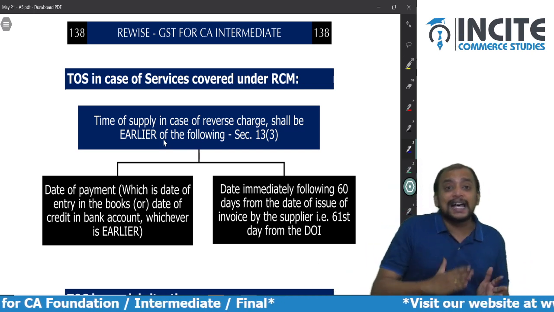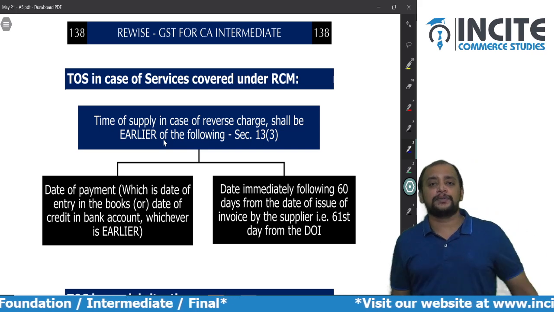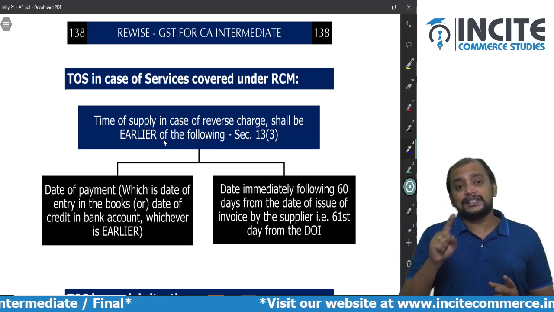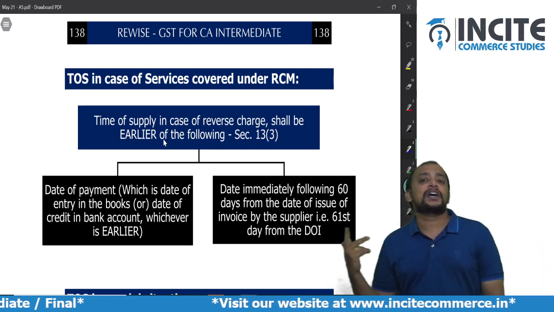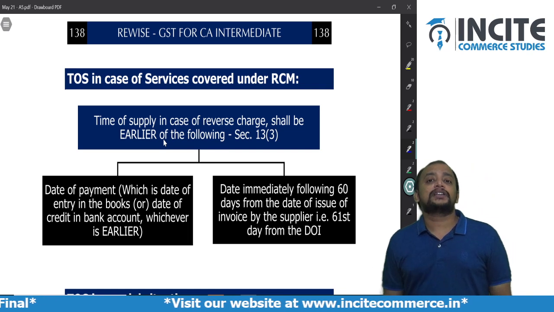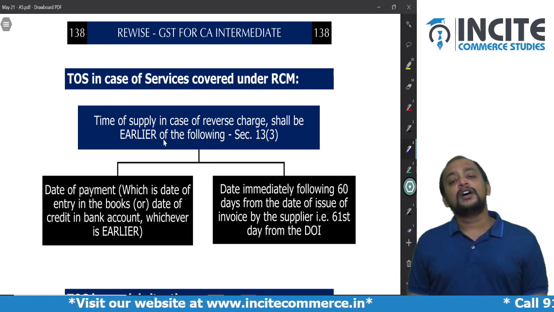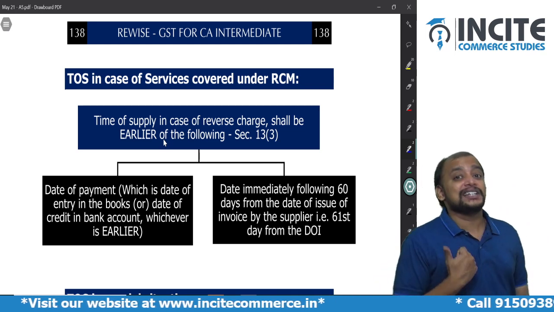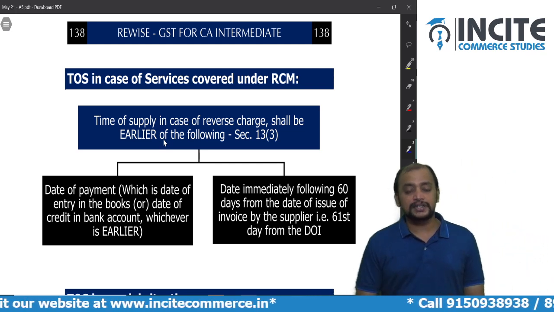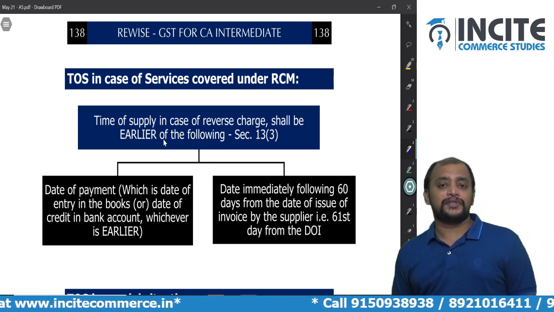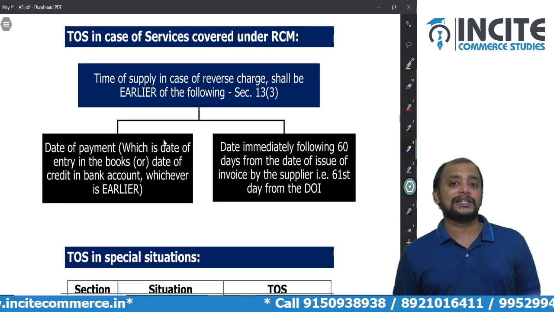Okay. If it is RCM, services covered under RCM, generally in case of RCM goods, we have 3 points. The date on which goods are received, but here we don't have service received. Second point, the date on which payment is made to the supplier. There it is 31st day, here it is 61st day. Okay, that's the difference. Date on which payment is made to the supplier or 61st day from the date of invoice, whichever is earlier. Only 2 points are there.